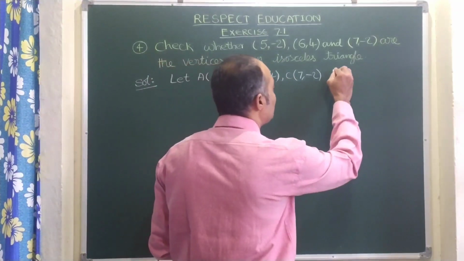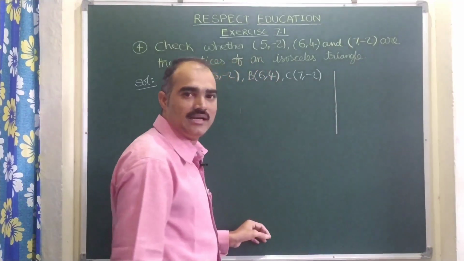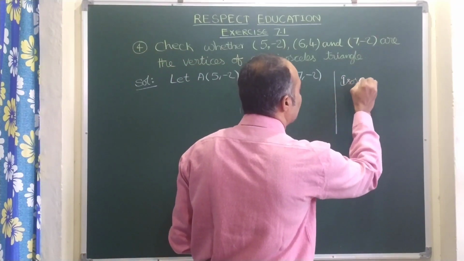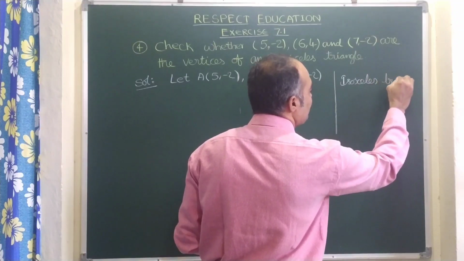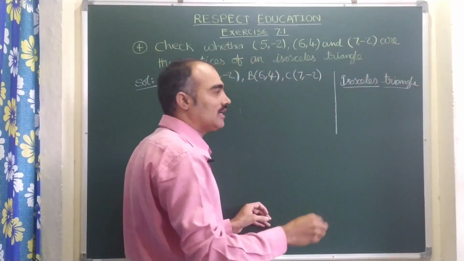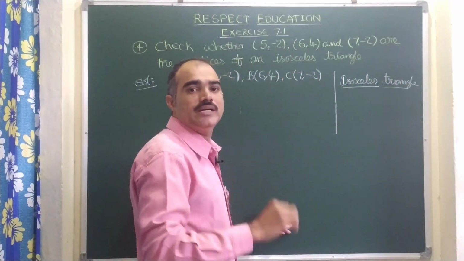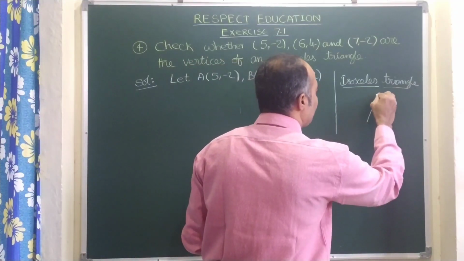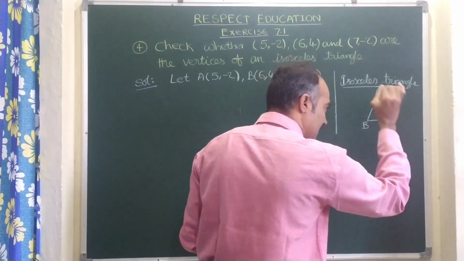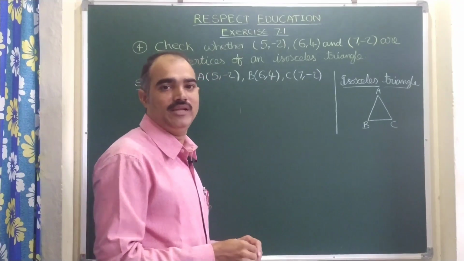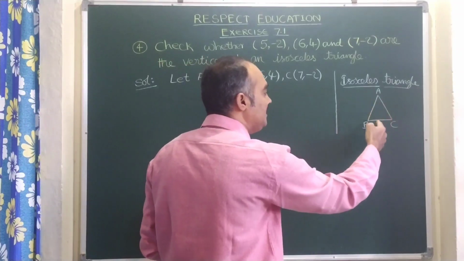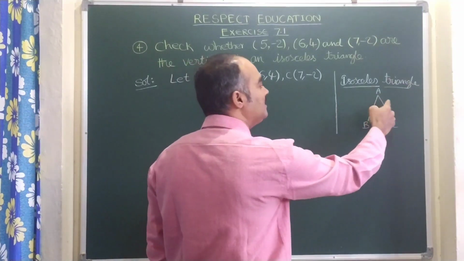So before going to that, we should know what an isosceles triangle is and what its properties are. Isosceles triangle means a triangle in which two sides are equal. For example, if these three given points form a triangle, then any two sides can be equal. That means AB is equal to BC. If not, AC is equal to BC. If not, AB is equal to AC.